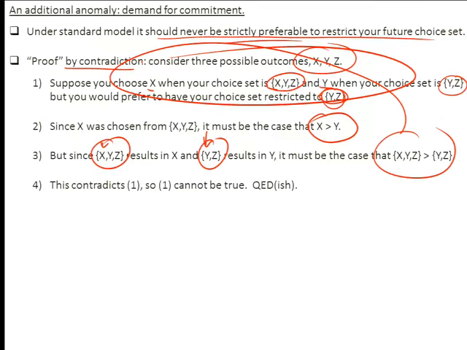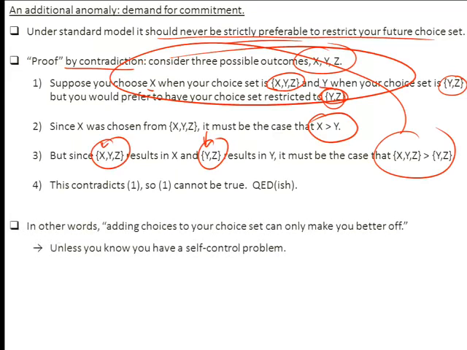It turns out that there is, in fact, a model that claims to explain this phenomenon, the preference for a restricted choice set, in terms that are not irrational, but it does so in a way that most behavioral economists find completely unsatisfying. And it's complicated, so I've set it aside for this course.